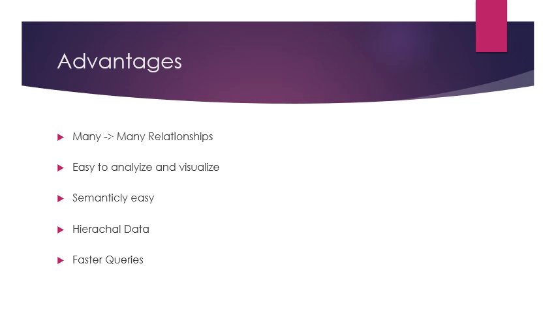Now the advantages of a graph relationship: it really helps for many-to-many relationships because you can have as many connections as you want from nodes. It's also really easy to analyze and visualize because there's a clear connection between everything. It's semantically really easy because you can see the match statement and it's really easy to read. It's really helpful for hierarchical data and has a much faster query time because everything is so clearly defined and it's already indexed. And that is my SPED talk.